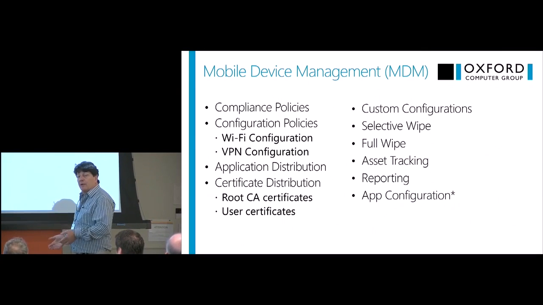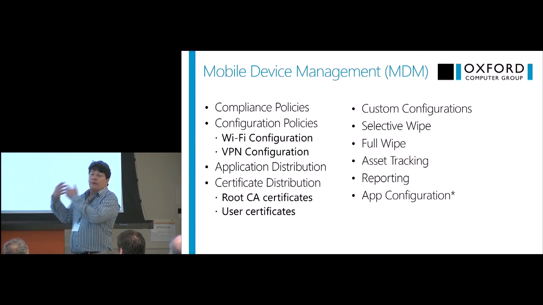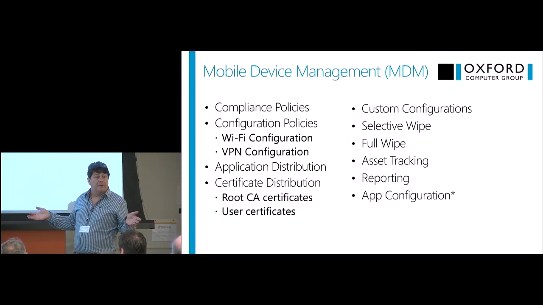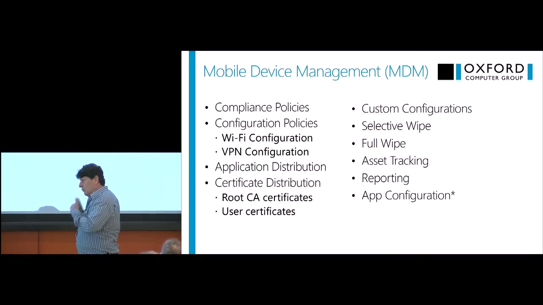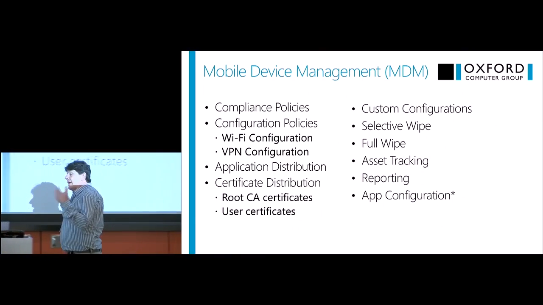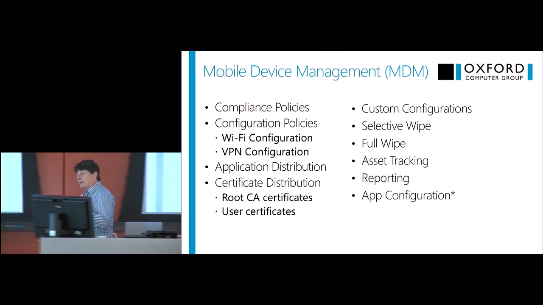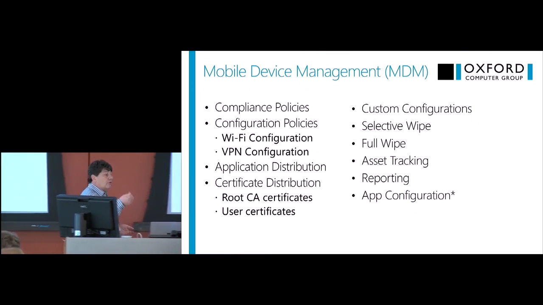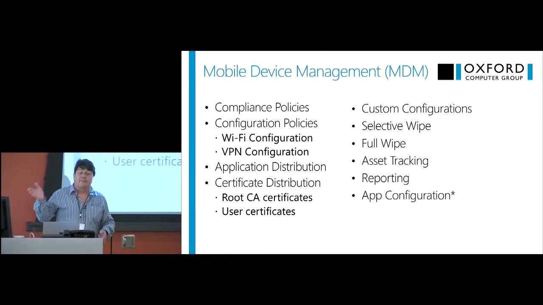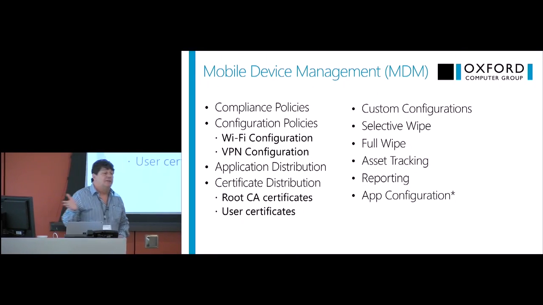If we do selective wipe and we've configured mail, we pull the mail configuration off, wipe that out. If they're application management apps, then we pull those out. We pull the management out, and we pull all the data out as well. We can do asset tracking, of course, and of course there's reporting. It's not the last line on my list, but just about.